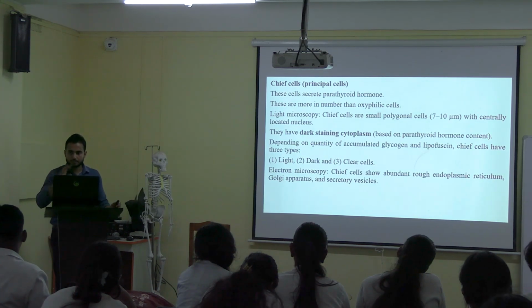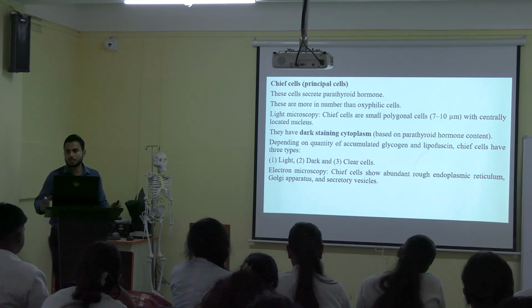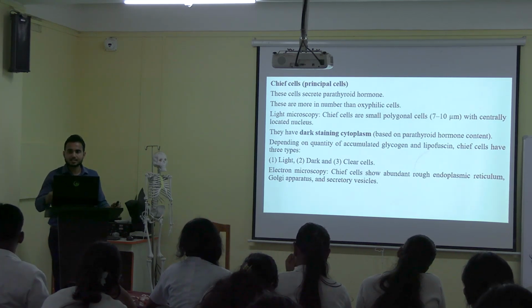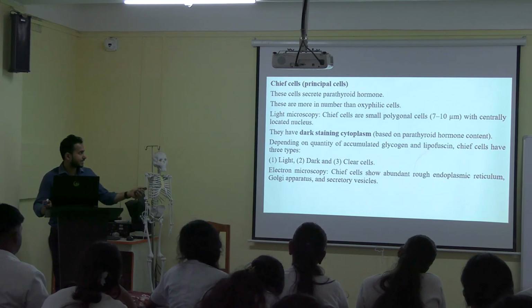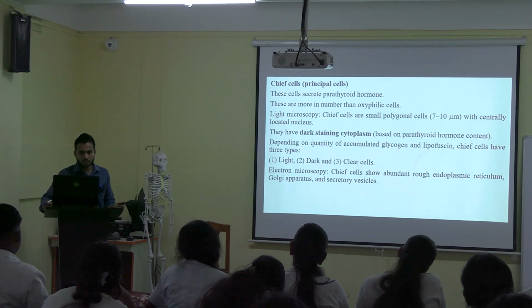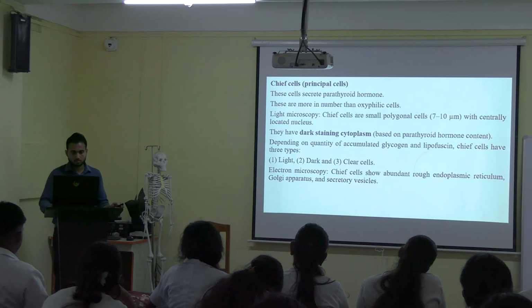Now, depending on the amount of glycogen and lipofuscin, which is a yellow color pigment, the cells are divided into three types. What are these? Light, dark and clear cells. Under EM structure, you can see abundant rough ER, Golgi apparatus, and secretory vesicles inside the chief cells.